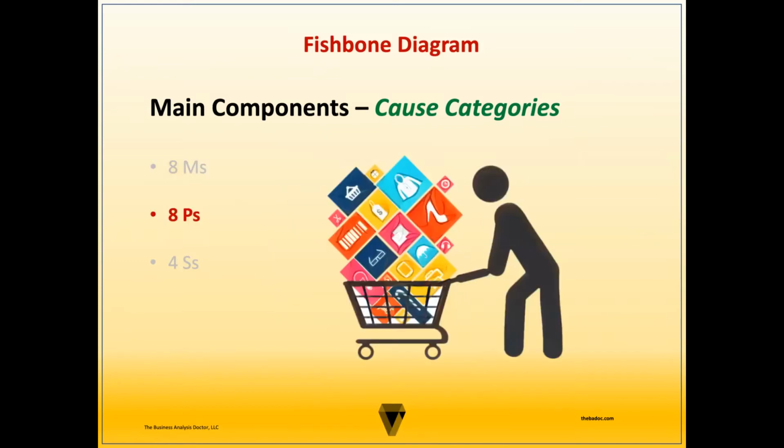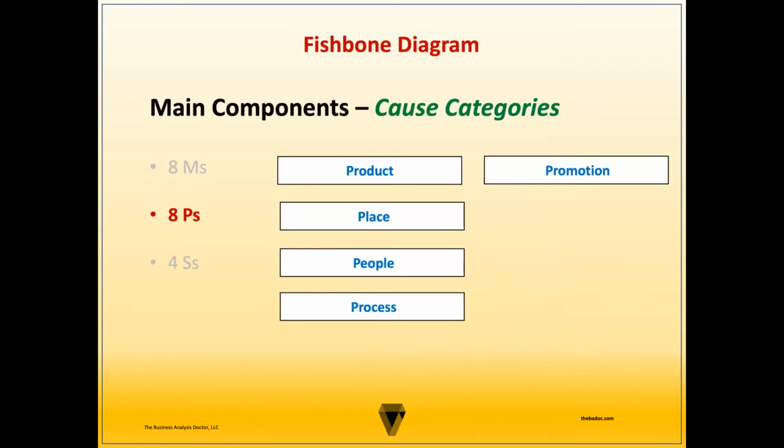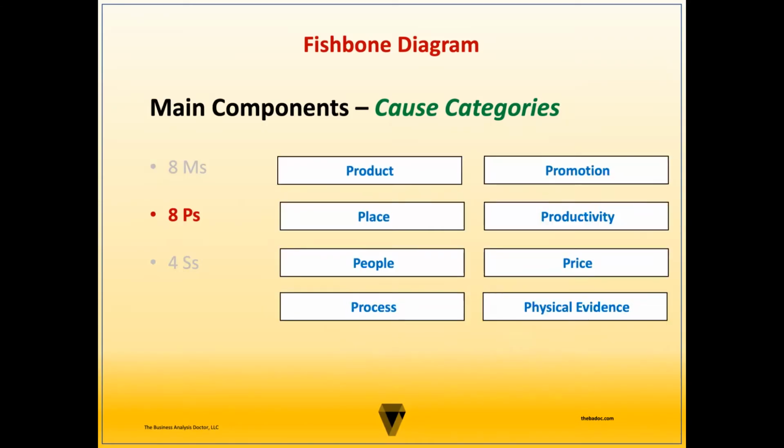Now, the 8Ps method is particularly useful in product marketing industries where service and customer experience play significant roles in addressing issues such as in service industries, retail, hospitality, and education. The categories in the 8Ps method include product, place, people, process, promotion, productivity, price, and physical evidence.